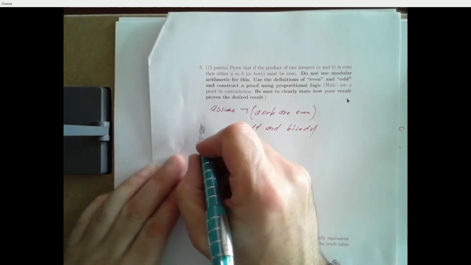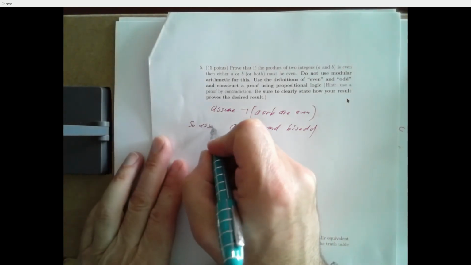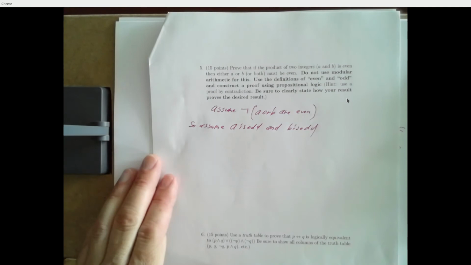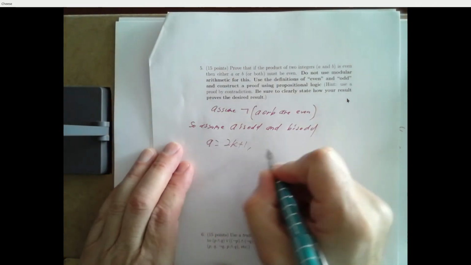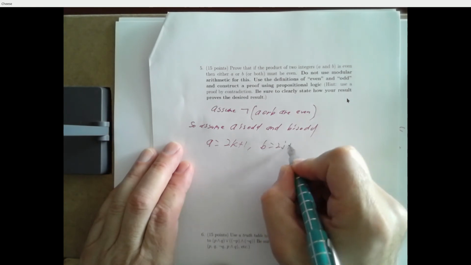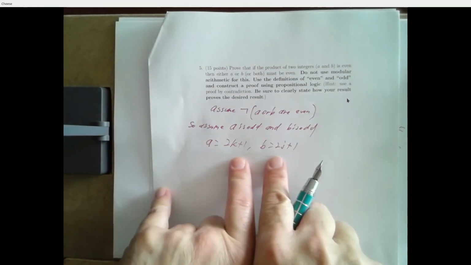So we assume this. So a is odd and b is odd, so a equals 2k plus 1. B equals 2 times some other integer plus 1. Did anybody use the same integer here?